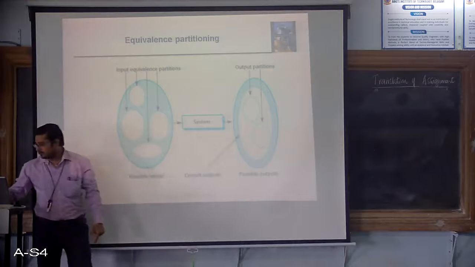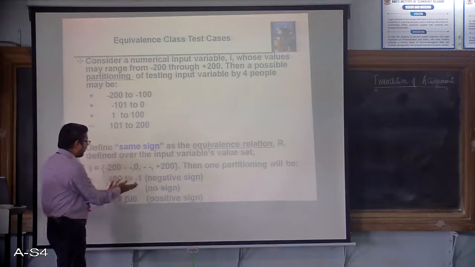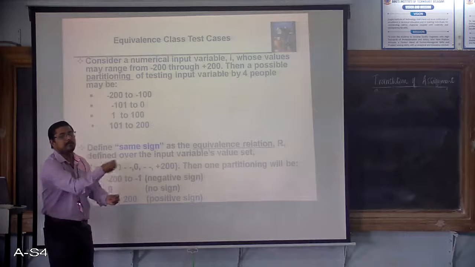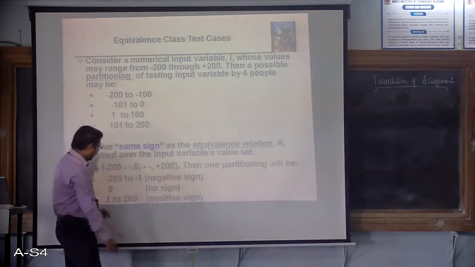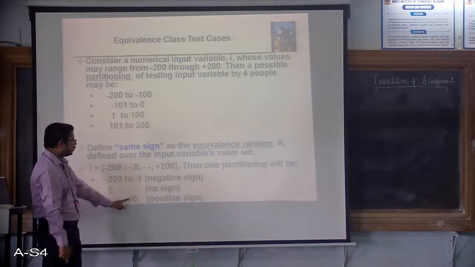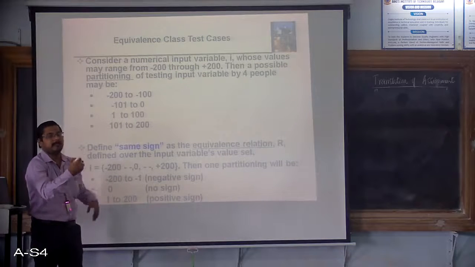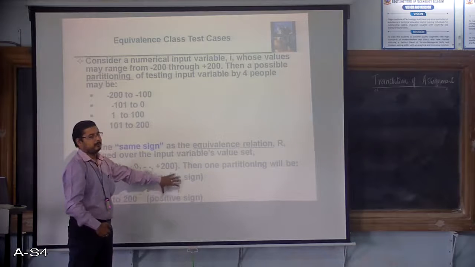So instead of checking all these 100 numbers, I am going to give just one piece of data and check it. Then this particular class is valid. Again I am going to check 0, only one number, and the class is perfect. For 1 to 200, I take only one particular value and check. That is how the three classes are satisfied. So these are the three classes.